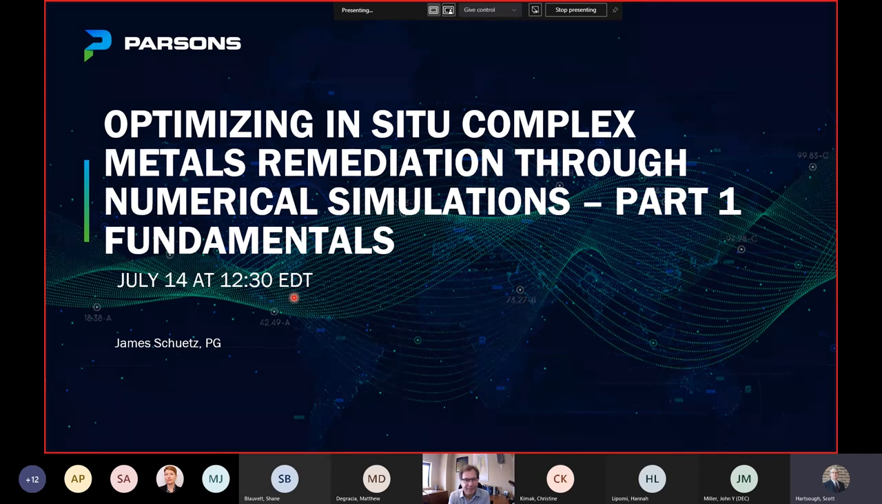Today's presentation is entitled Optimizing In-Situ Complex Metals Remediation Through Numerical Simulations. And you'll notice that it says part one. We found that there was so much information to present that we actually broke the presentation into two parts. Part one will be presented today by Jim Schutz, and we have a second part that will be presented by Melanie Beck next month on August 11th. So I hope you can join us for that as well.